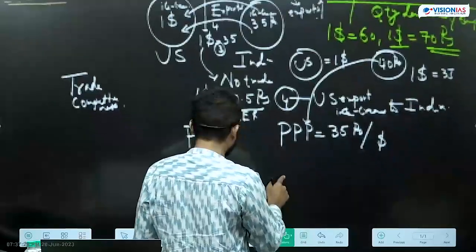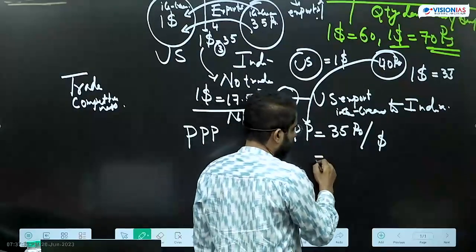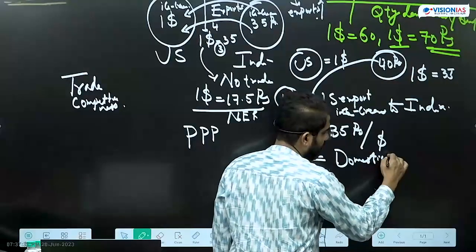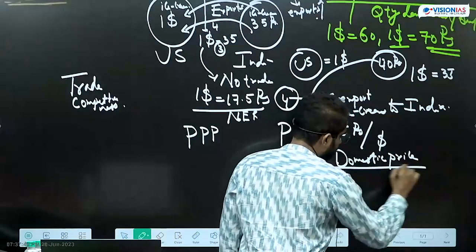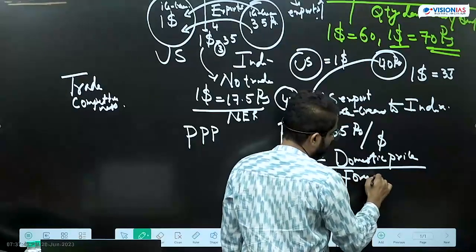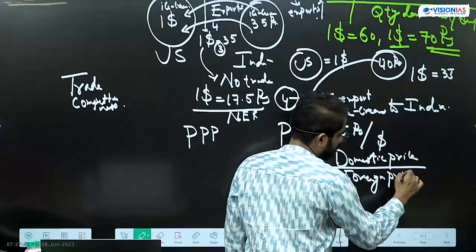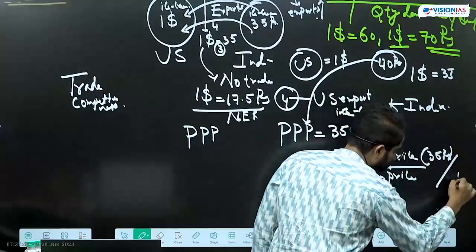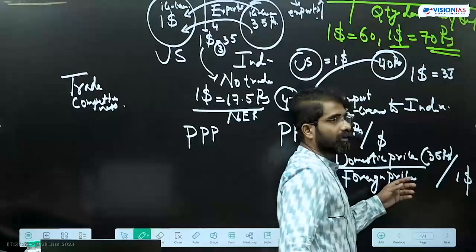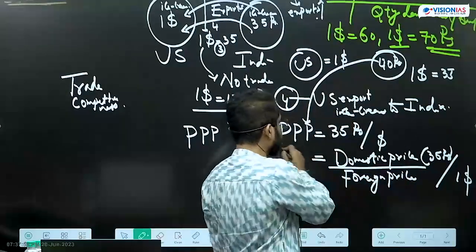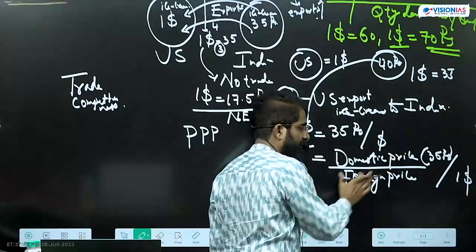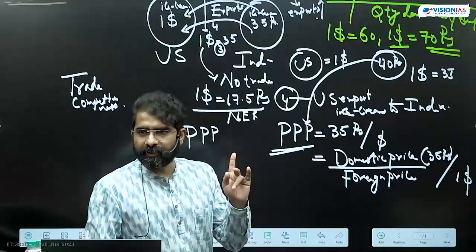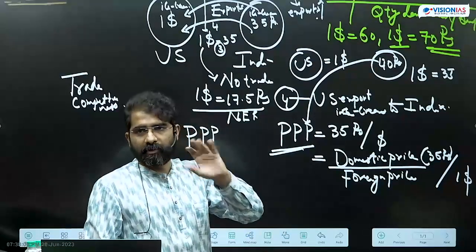What is this 35 rupees per dollar? It indicates the domestic price. What is the domestic price of ice cream? 35 rupees, divided by the foreign price, or the US price. Domestic price is 35 rupees. Foreign price is $1. Is this clear? So PPP exchange rate is nothing but the domestic price divided by the foreign price. I hope it is clear. Is this clear till here, everybody? PPP exchange rate is domestic price divided by the foreign price.